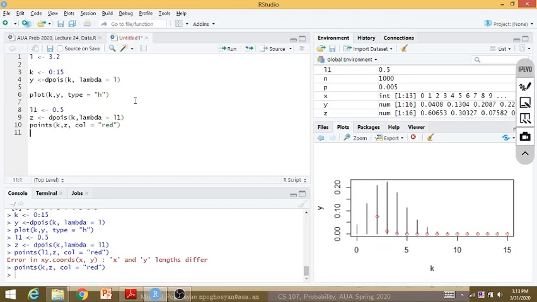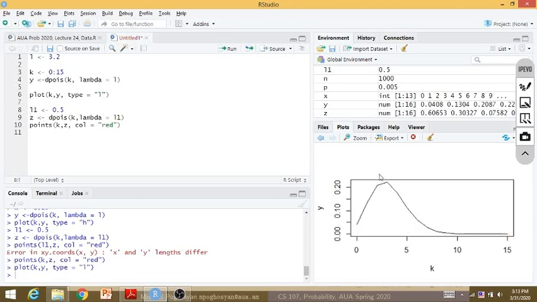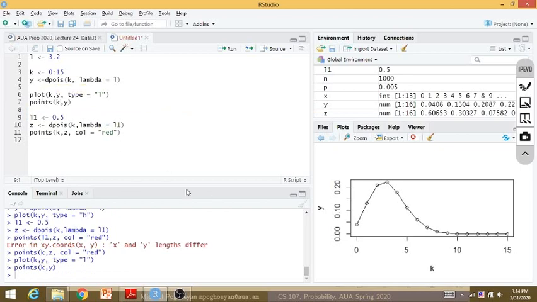So to show everything, let me do the following. I want to plot in another way. So here I'm writing not H but L. In this case, if I run that, that will join by a line. Then add here that points, probability points, PMF values, points, K and Y. So I will have something like this for the first case when lambda is 3.2.